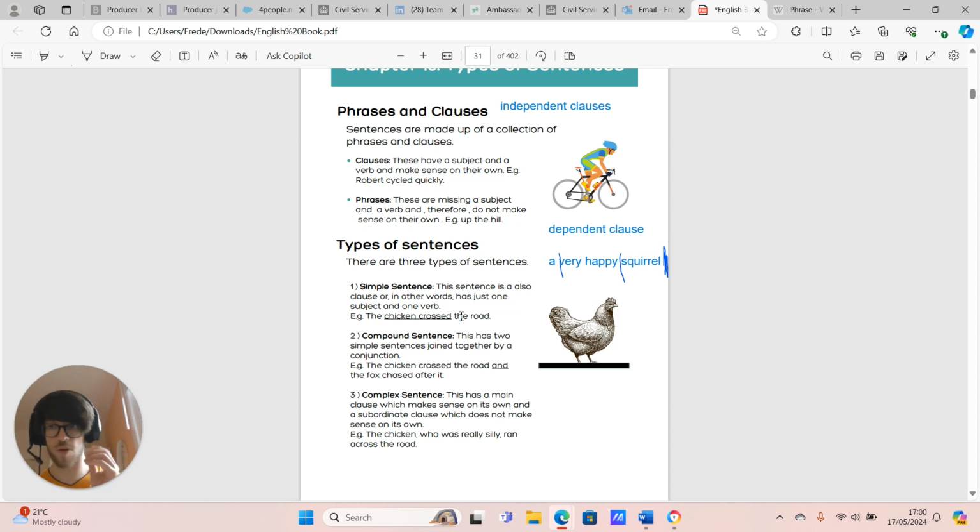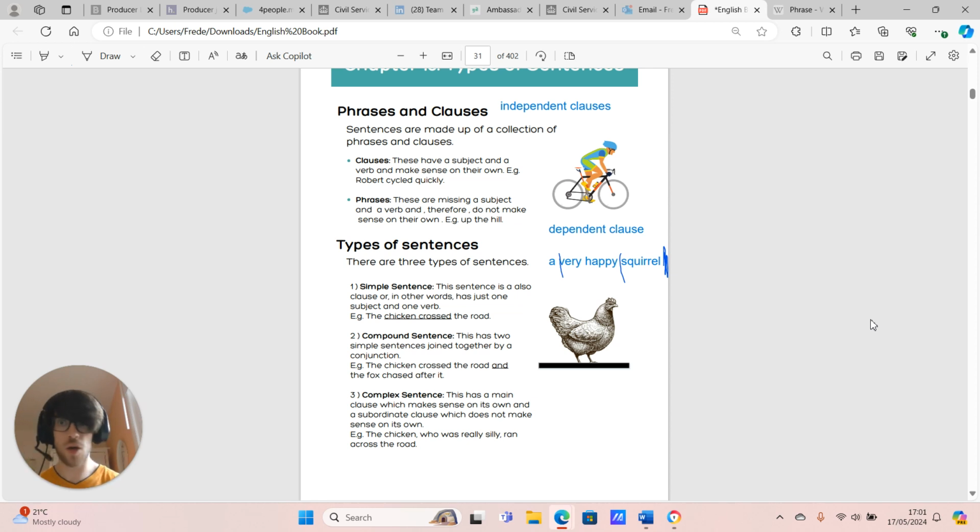Your simple sentence. Remember when we spoke about recipes earlier? That is your most simple recipe, your most simple ingredients. So, it's also a clause, but it works just fine on its own. A very happy squirrel jumped. The very happy squirrel jumped. The chicken crossed the road. You see, you've got here with chicken, subject, crossed, verb. That's all you need. Those are the two crucial parts of a simple sentence.